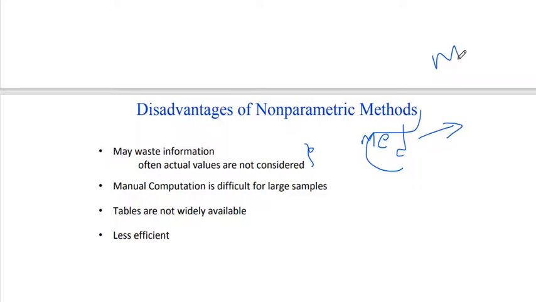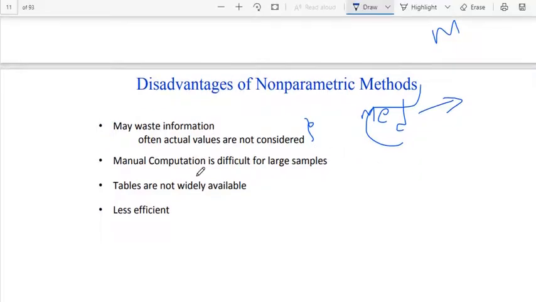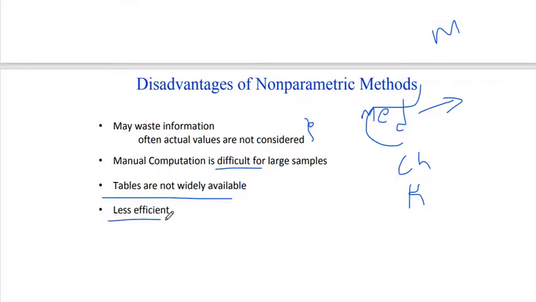Manual computation is difficult for large samples. I already discussed this. Tables are not widely available; for example, if you take chi-square test tables or the Kolmogorov-Smirnov table, when the sample size increases it is difficult to find the values also. They are also less efficient, as I already discussed, because they do not depend upon all observations.